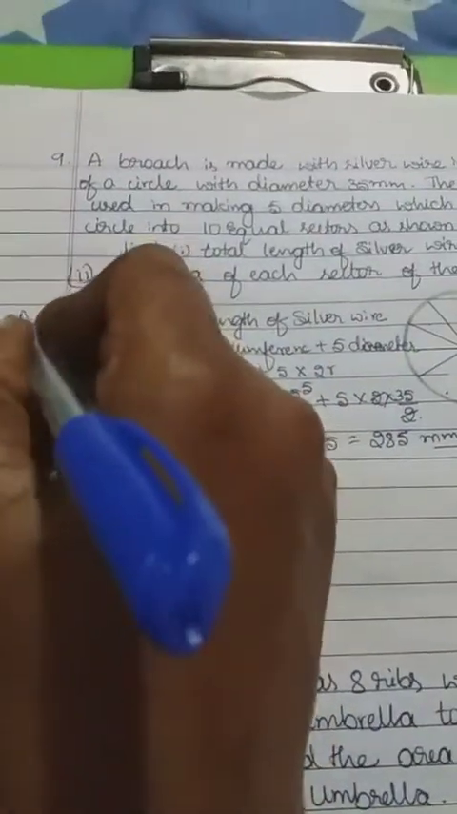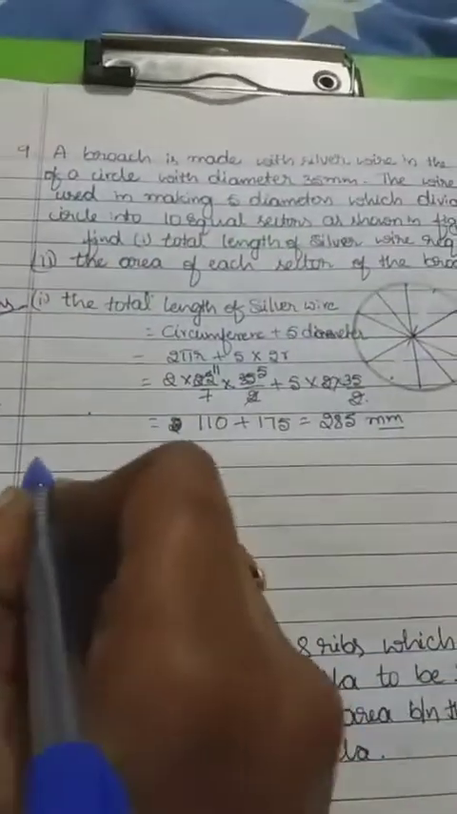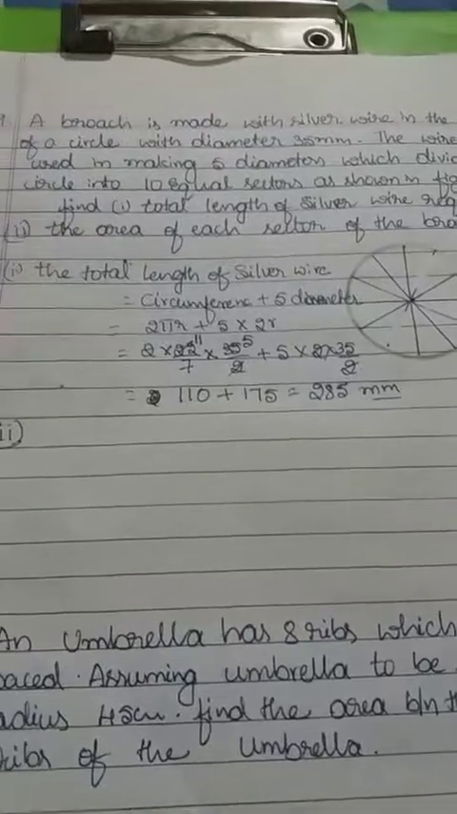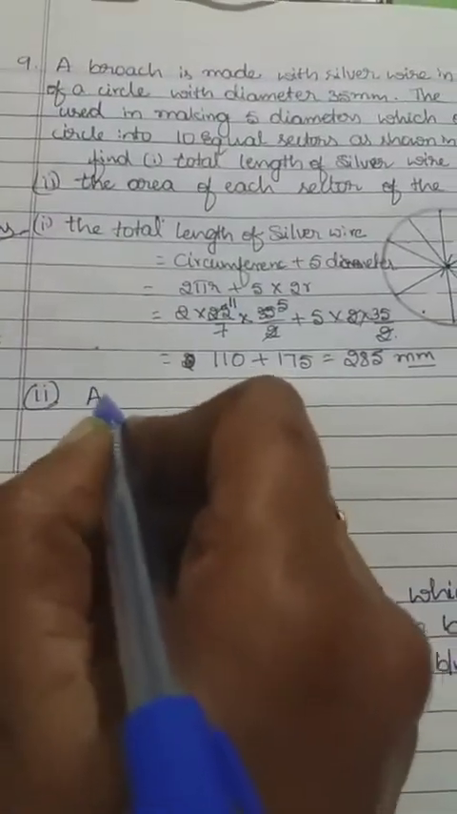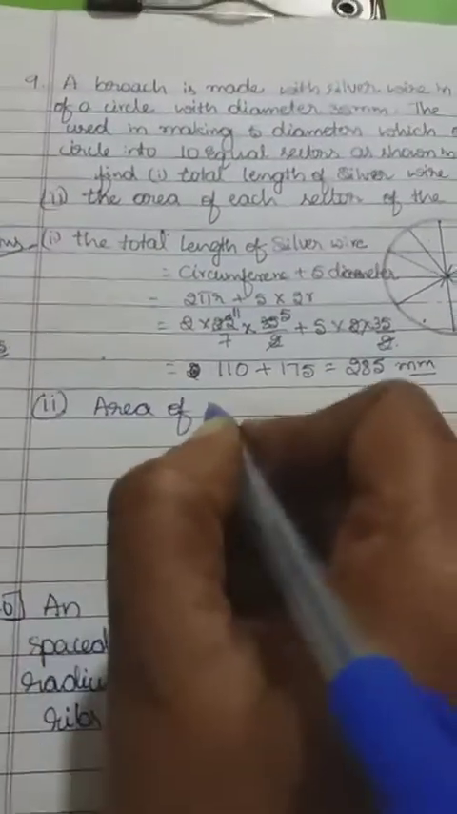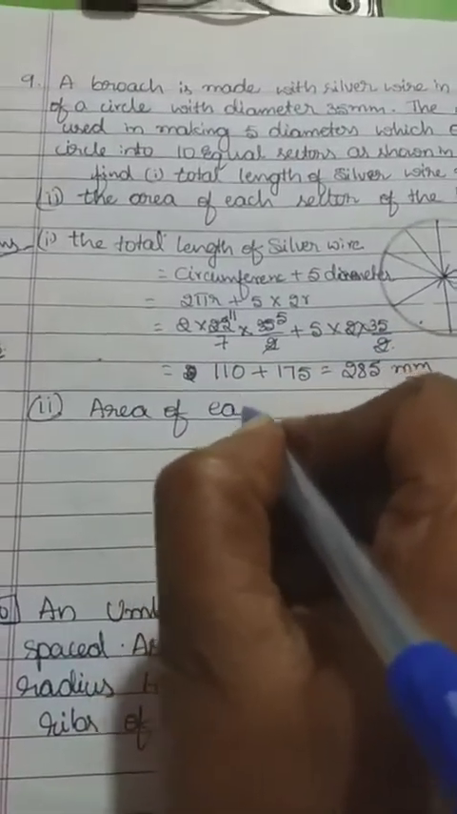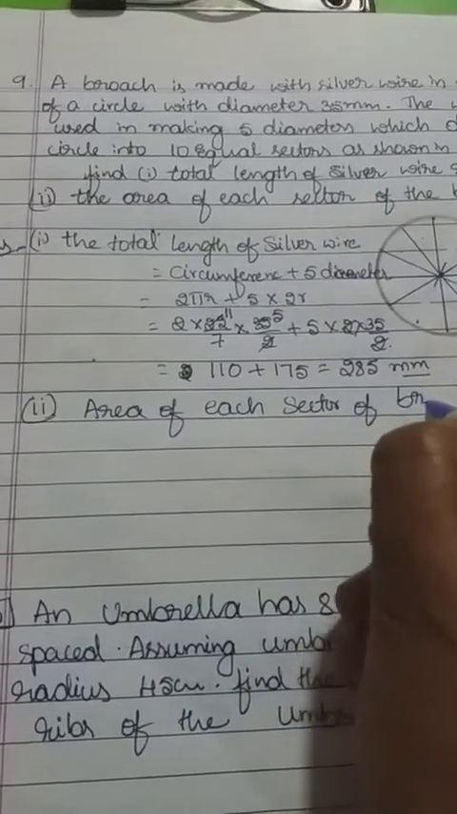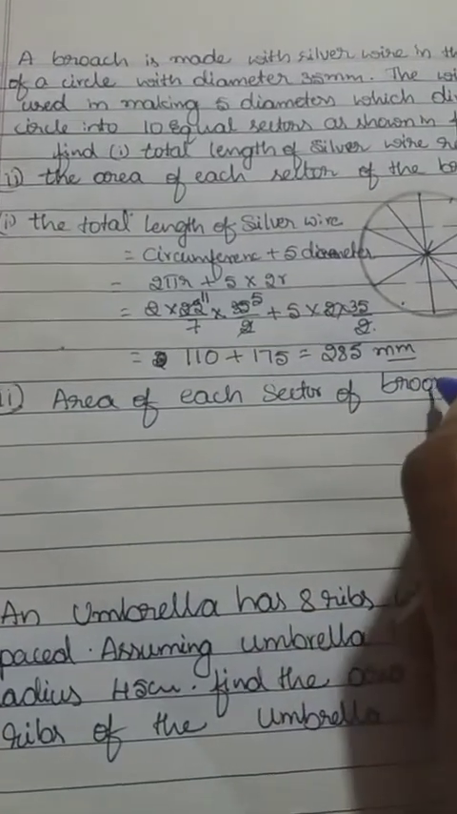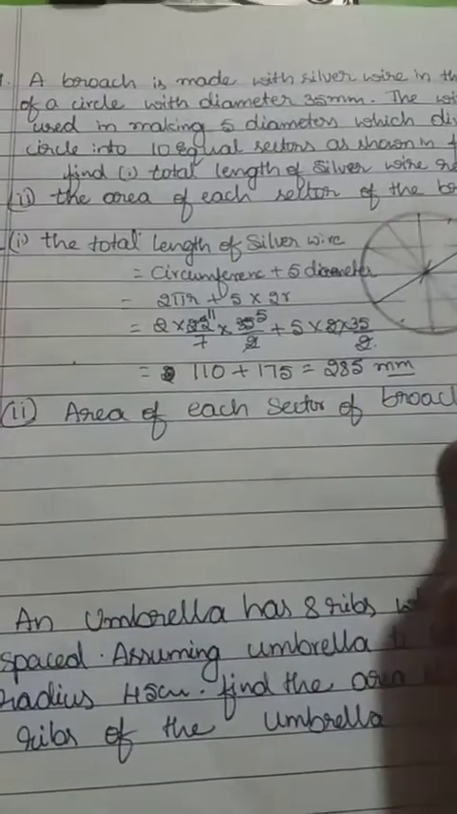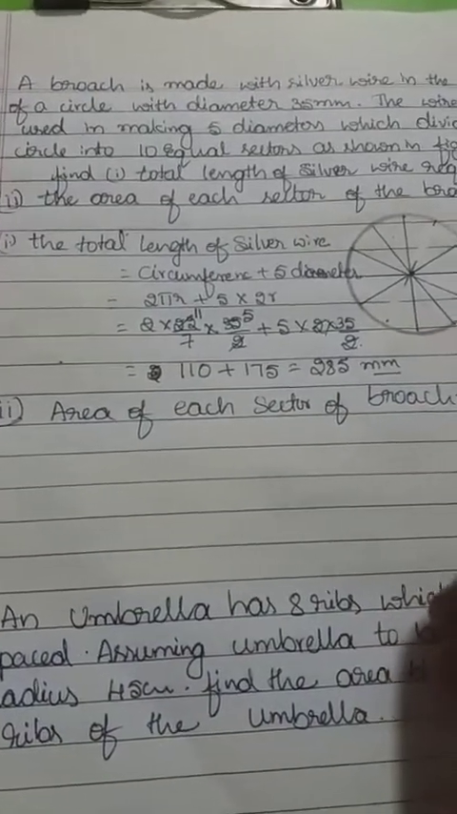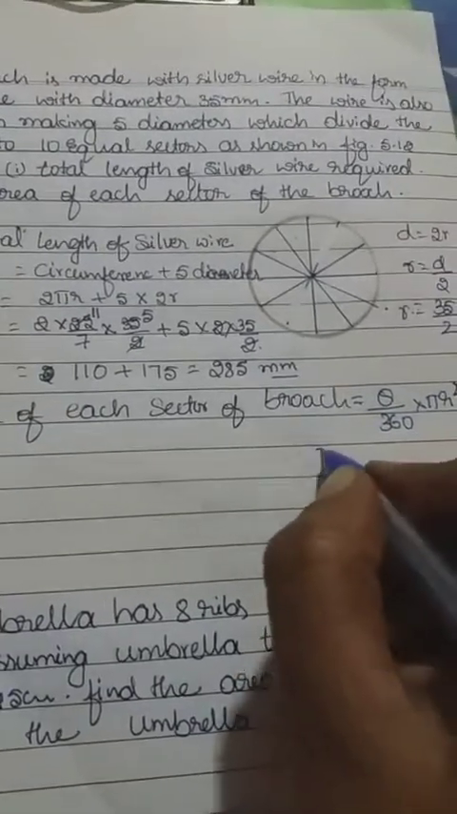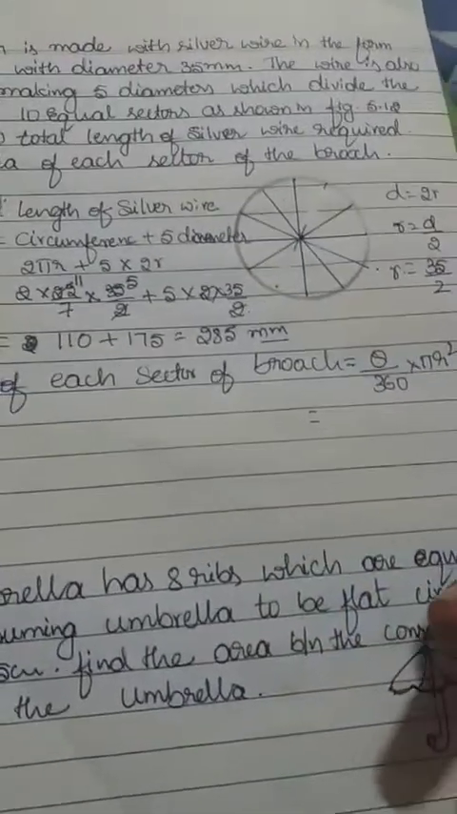This is the first answer. Next, let's move to the second one, that is we want to find the area of each sector of the brooch. Area of sector, we know the formula: theta divided by 360 into pi r square.